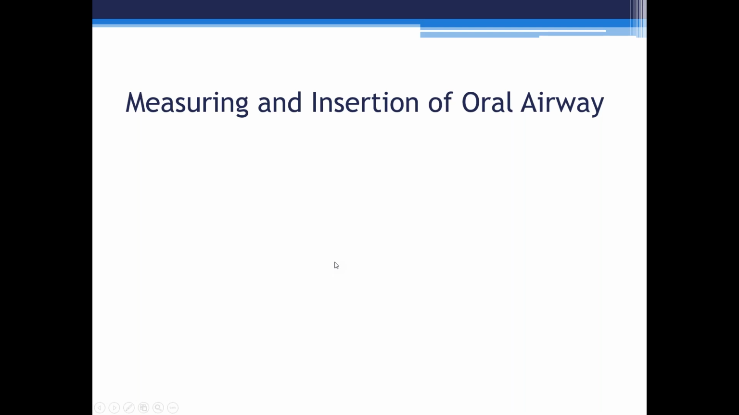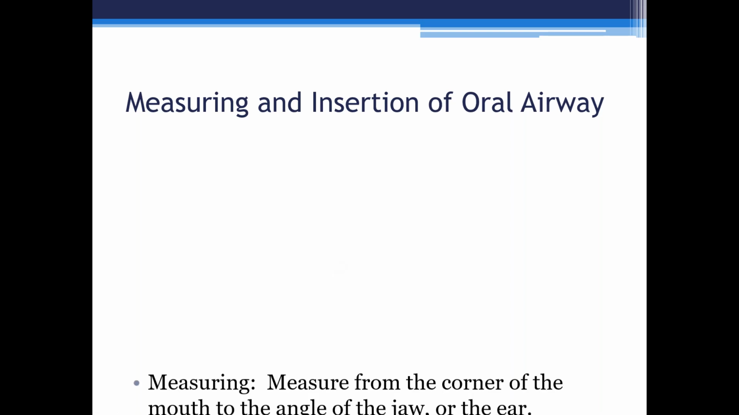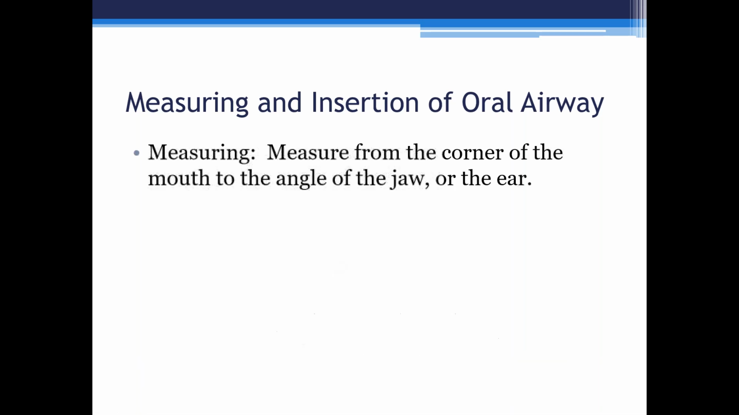So how we measure for the oral airway, we are going to measure very similar to when we're measuring for the suction tubing with our French suction catheter. That's going to be the corner of the mouth to either the angle of the jaw or the patient's ear. So whatever you feel more comfortable with or whatever you prefer, that's how we're going to utilize that.